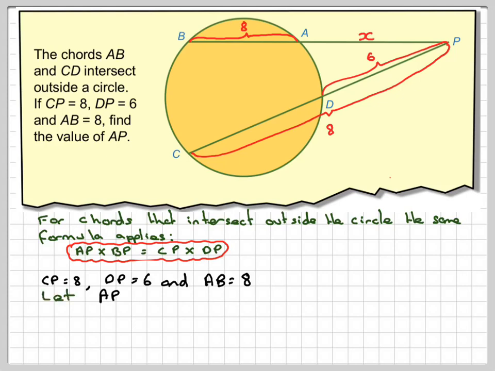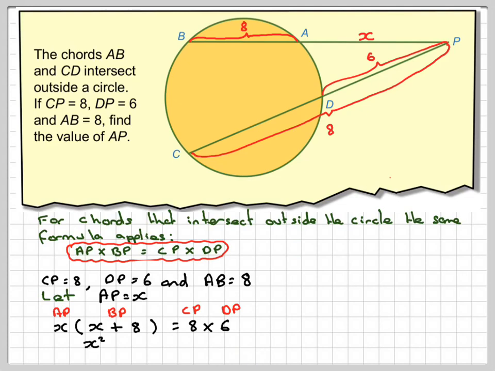So if we let this distance here, AP, be x, then using this formula, we can say that x, which is AP, times BP, which is x plus 8, has got to be equal to CP, which is 8, times DP, which is 6. Let's just put the raw AP, BP, CP, DP in. Pause the video and just check that we have the right things here. So we now need to solve this equation.